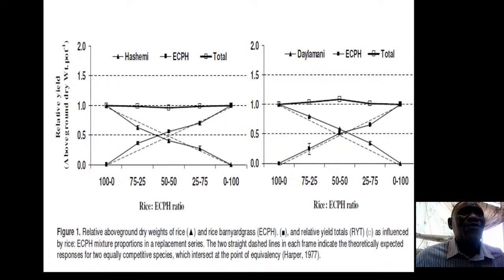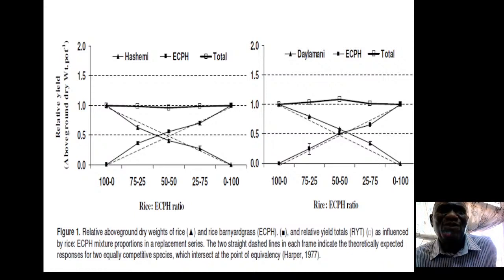These are the sort of results which you are going to see, and they will indicate which plant is more competitive than the other. You look at the expected dotted line, whether what you have found is above it or below it, then it will give you the indication of the competition status.